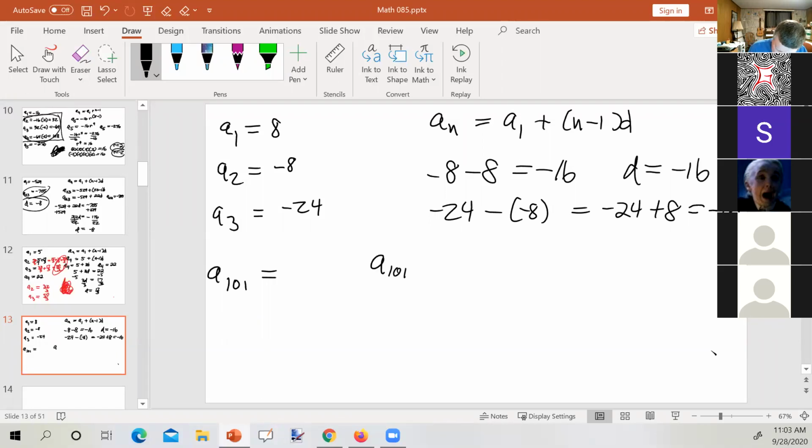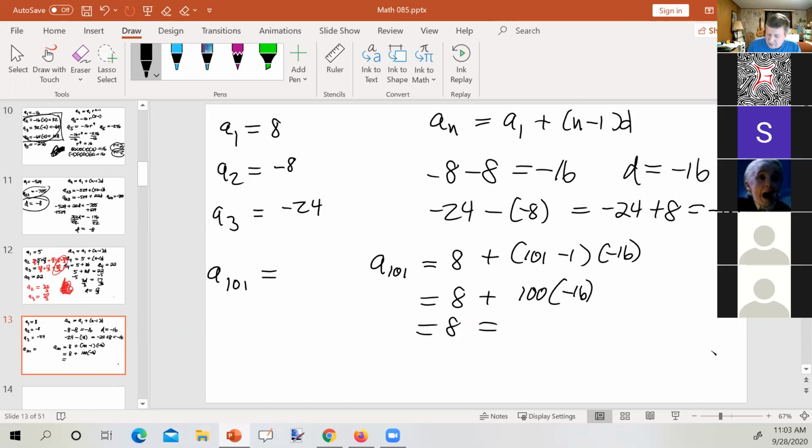So a sub 101 is going to be a sub 1, which is 8, plus n minus 1, which is 101 minus 1, times d, which is negative 16. So that's equal to 8 plus, let's see, 101 minus 1 is 100 times negative 16. Oops, that shouldn't be an equal sign. 100 times negative 16 is negative 1600. Well, negative 1600 plus 8 would be negative 1592, I do believe. And so there is the correct answer for the 101st term. All right. So that was number 10. Any questions there?